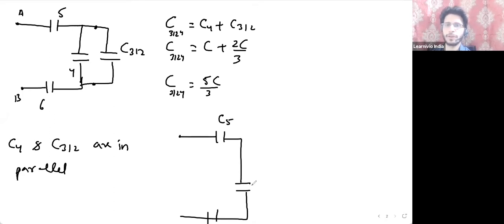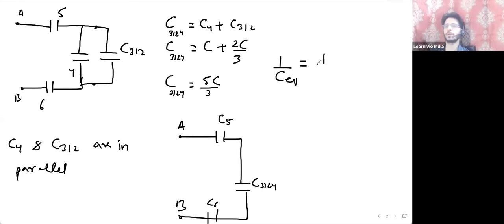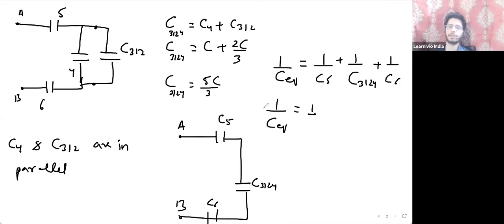So that's C5, this is C3124, and this is C6. Now, can you decide how these three are connected? This is series. There is no branching now. These all are connected in series. So for series, you will write 1 by C equivalent is 1 by C5 plus 1 by C3124 plus 1 by C6.